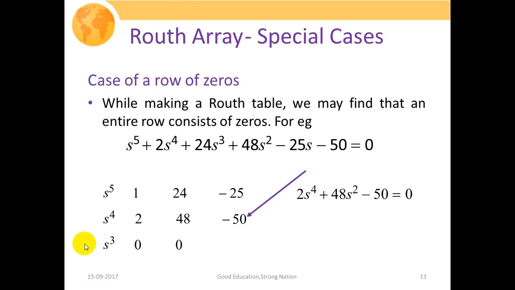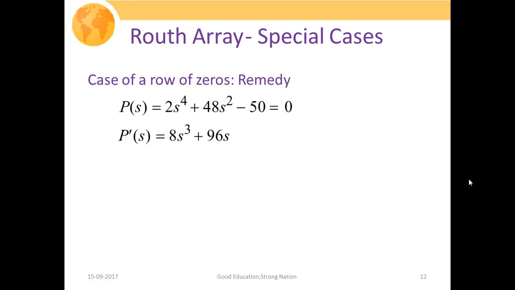Just above the row in which we find the complete 0, the next row above has the coefficients 2, 48 and minus 50. We'll make a polynomial equation with these coefficients. That equation turns out to be 2 times s to the power 4 plus 48 times s square minus 50, equal to 0. This formed equation is known as the auxiliary equation. Let us denote it as P of s. P of s turns out to be 2s^4 plus 48s^2 minus 50 equal to 0.